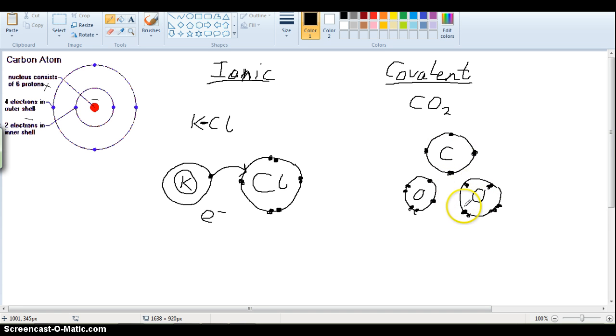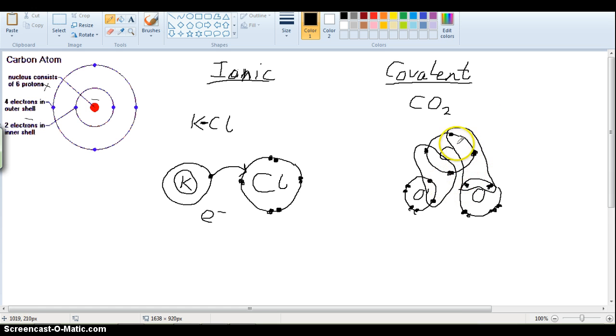Now, each of these wants to have a full outer shell. They want to have 8 valence electrons in their outer shell. So carbon needs 4, and then each oxygen has 6, so each oxygen wants 2. So what are they going to do? They're going to share electrons, and so this oxygen wants 2, so it's saying, hey, I'll take 2 of those from carbon, and then this oxygen says, okay, I need 2 also, so we'll go like this.